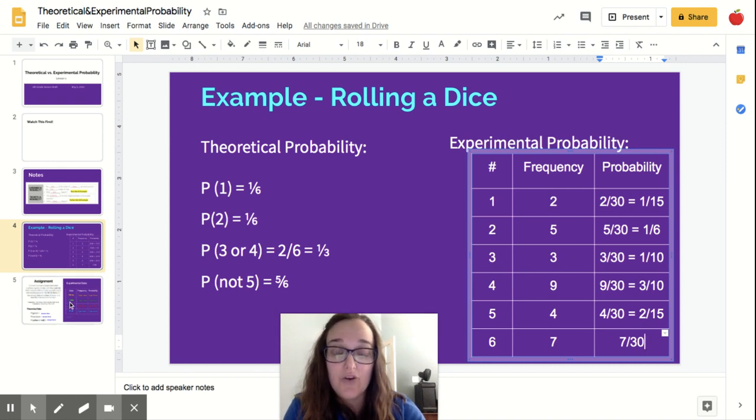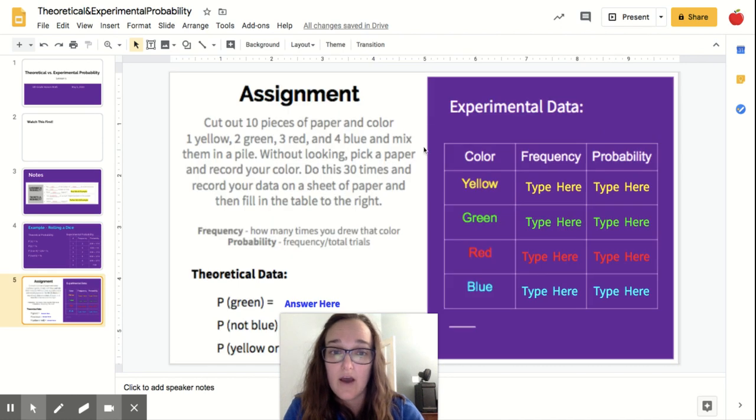So now, the instructions are all here on your slides, but I'm going to go ahead and explain it to you. You're going to take a piece of paper and cut out 10 squares and then color them in. If you can't find colors or markers, just write the words yellow, green, red, blue. You're going to do 1 of them yellow, 2 green, 3 red, and 4 blue. Then mix them all up in a pile, or you can put them in a Ziploc bag or a brown paper bag, whatever you have.